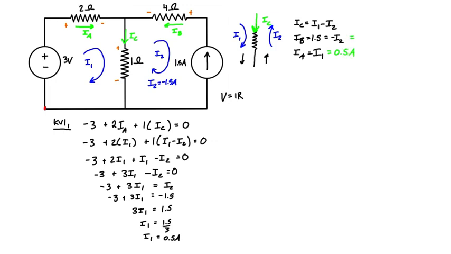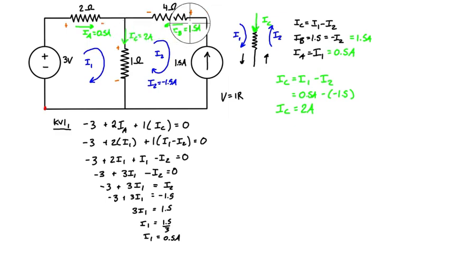IB was equal to 1.5 amps. And for IC, it's equal to I1 minus I2. So we have I1 is 0.5 amps minus I2. Well, I2 is actually -1.5. So we find that IC is equal to 2 amps. So if you wanted to label these on, IA would be 0.5 amps, IB 1.5 amps, and IC is equal to 2 amps. And that actually checks out with Kirchhoff's current law at the junction as well. You have 1.5 plus 0.5 flowing in and 2 flowing out.